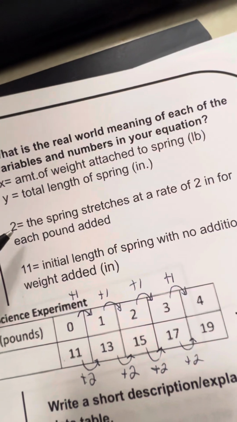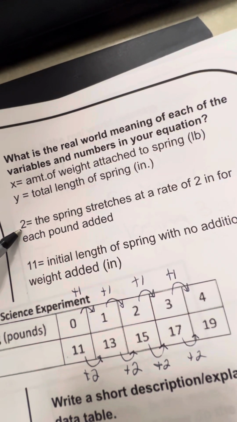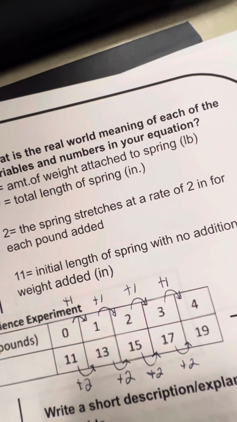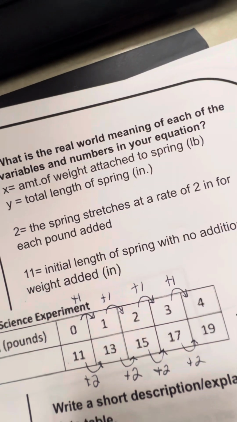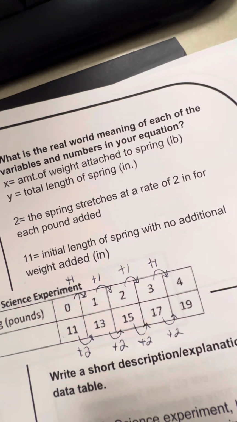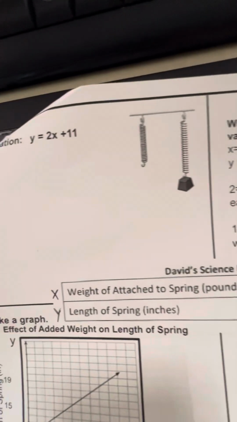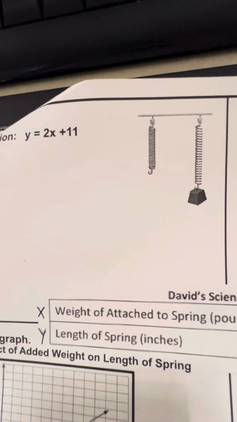We're asked to use that. So the 2 in the slope means that the spring is stretching at a rate of 2 inches for every pound that's added to this spring. And then the 11 is your initial length of the spring with no additional weight in inches. So again, we're looking at these two numbers right here. That's what they are referring to.